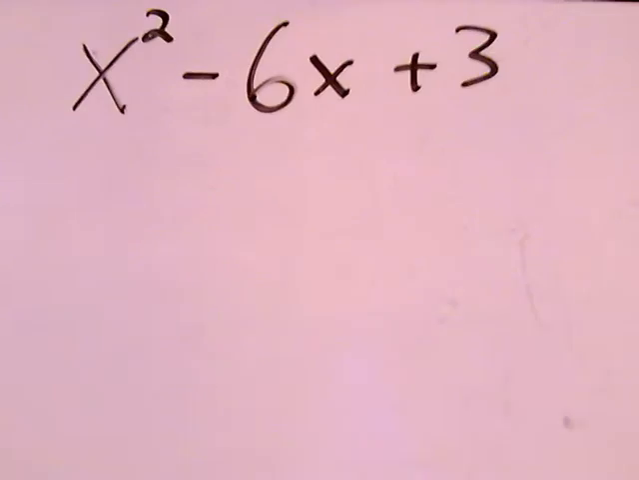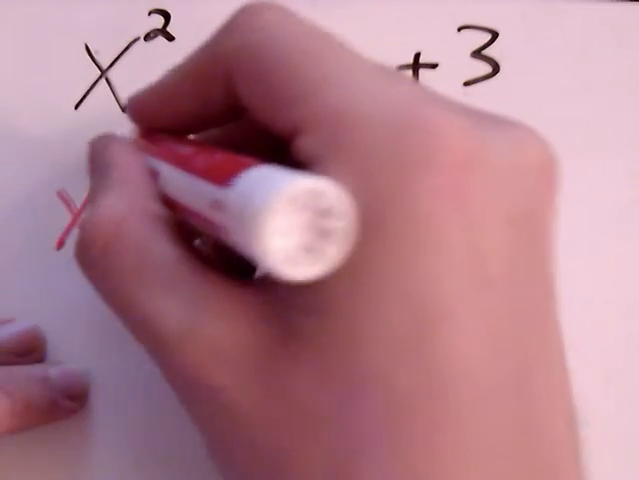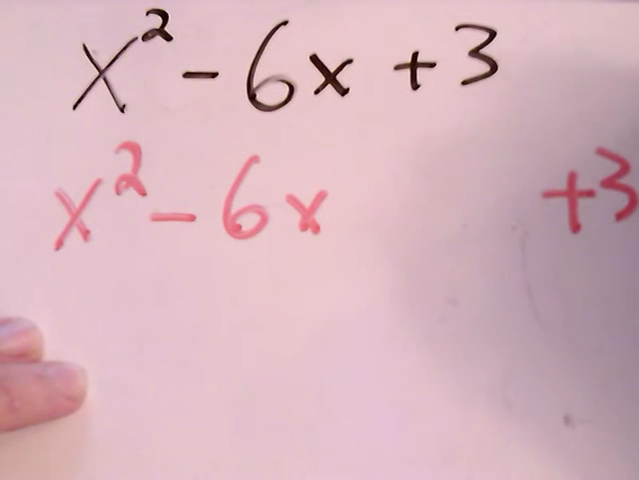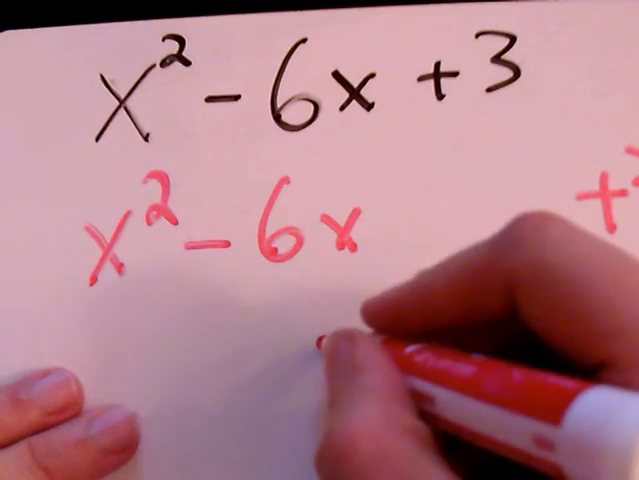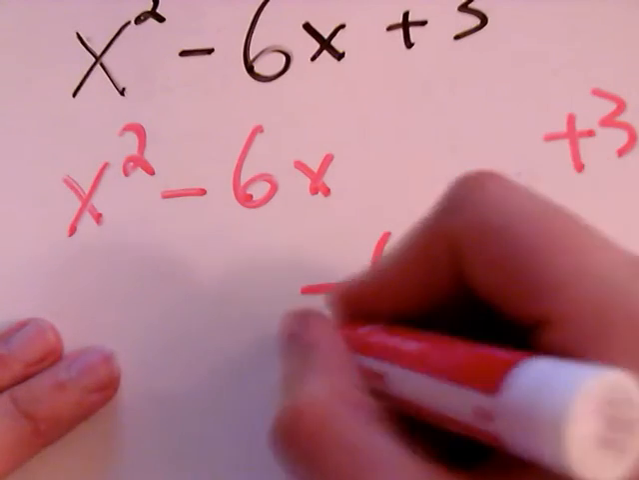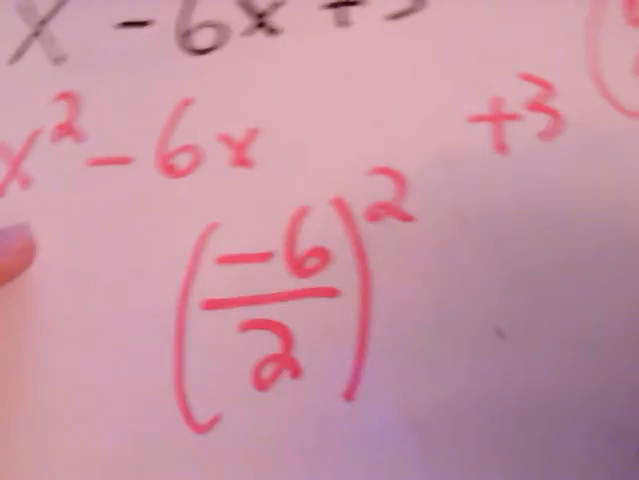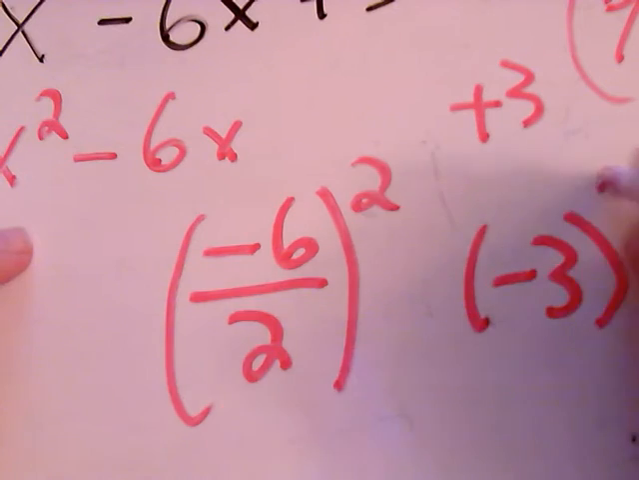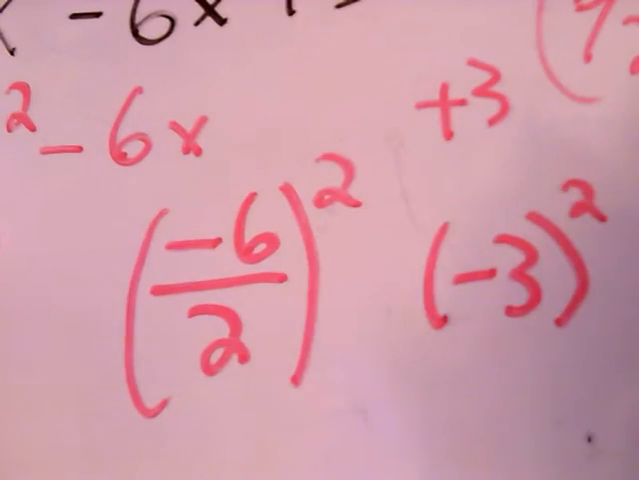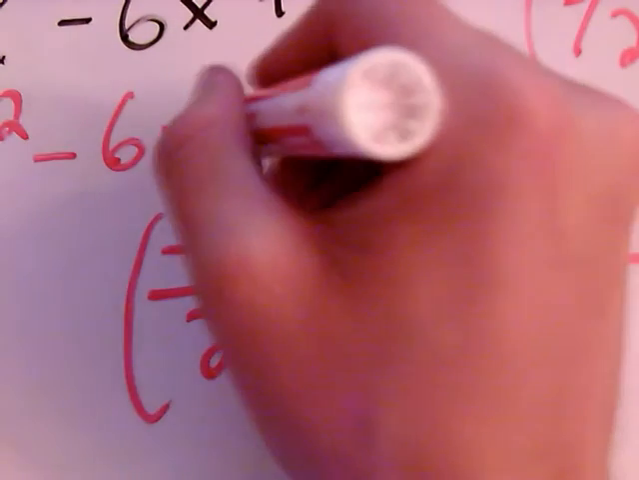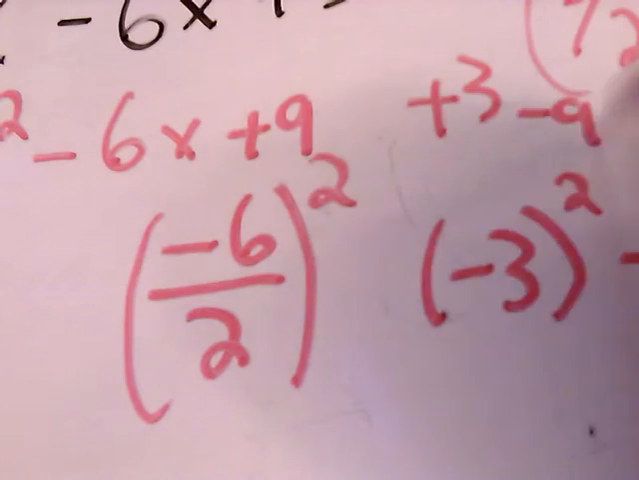So once again, I'm going to split up my terms. And remember, (b over 2) squared. Now remember, b is negative 6, so negative 6 divided by 2 is negative 3, squared. You have to remember to put the parentheses, because if you put it in your calculator without parentheses, it's going to give you the wrong answer. So this comes out to be 9. So I add 9, I subtract 9.